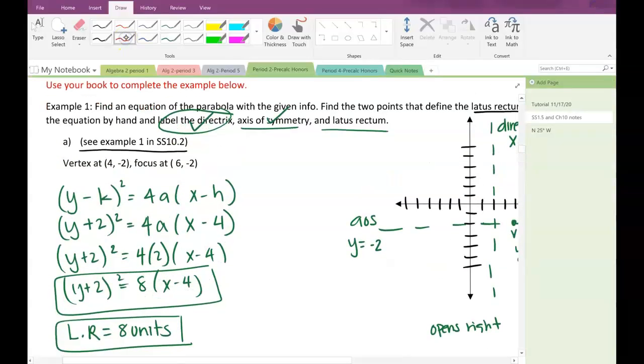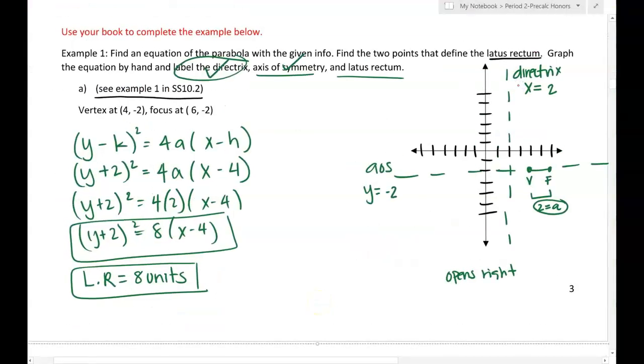Latus rectum, it's going to be perpendicular to the axis of symmetry. So because I have the latus rectum length is 8 units, I'm going to go up from the focus 4 units, just like that, and down from the focus 4 units. Make sure I'm counting right. 1, 2, 3, yep, that's 4. And up, 1, 2, 3, 4, oh, I'm short. 1, 2, no, 1, 2, 3, 4. No, the first one's right. My bad. Okay, so now it allows me to have 2 more points to graph the parabola, just like that. So we are graphing the parabola simply using the vertex and the 2 points of the latus rectum.